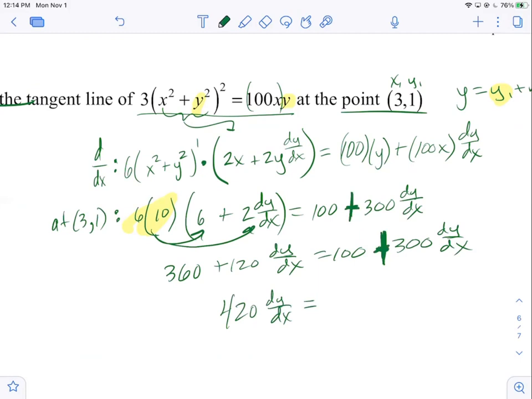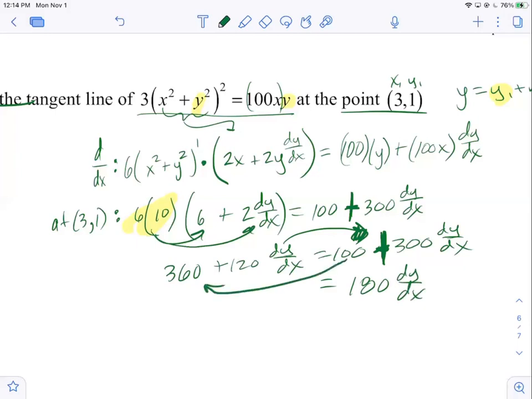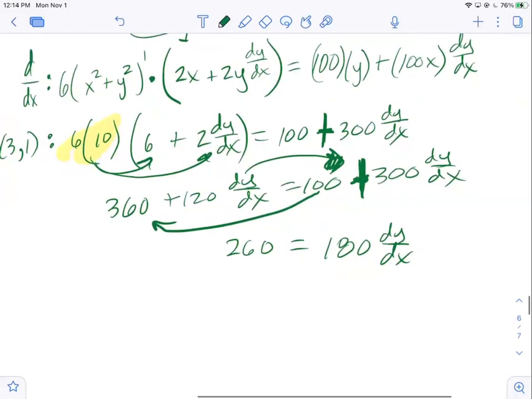I'm going to now leave the 300 on the right-hand side because I don't like negative leading terms. So that switches my whole strategy. You go over there. What's 300 minus 120? 180 dy/dx. And then the 100, you come over here, 360 minus 100 is 260. I said now we're back in algebra 1, and I made a mistake.